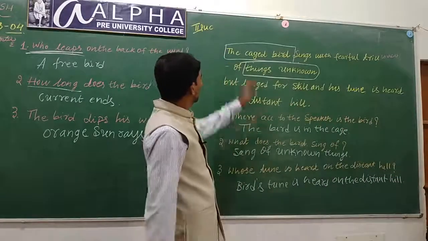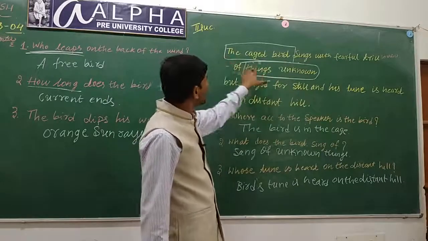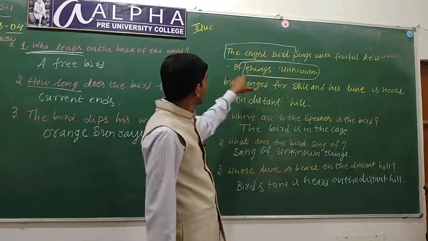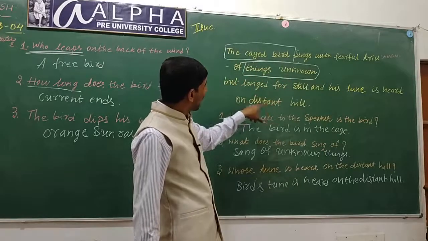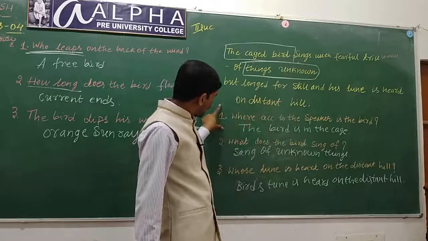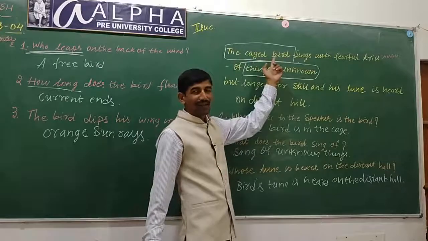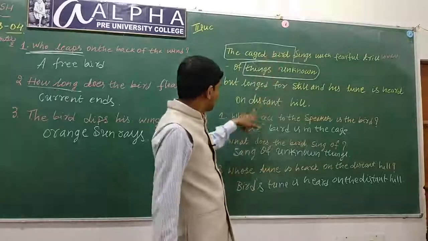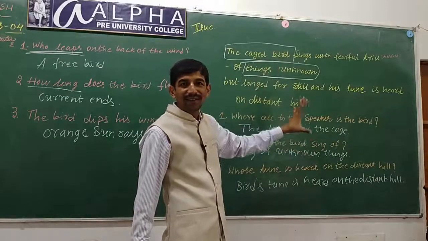Once again, I am reading the questions and given lines. The caged bird sings with fearful thrill of things unknown, but longed for still and his tune is heard on distant hill. First question: where, according to the speaker, is the bird? The caged bird. The bird is in the cage.